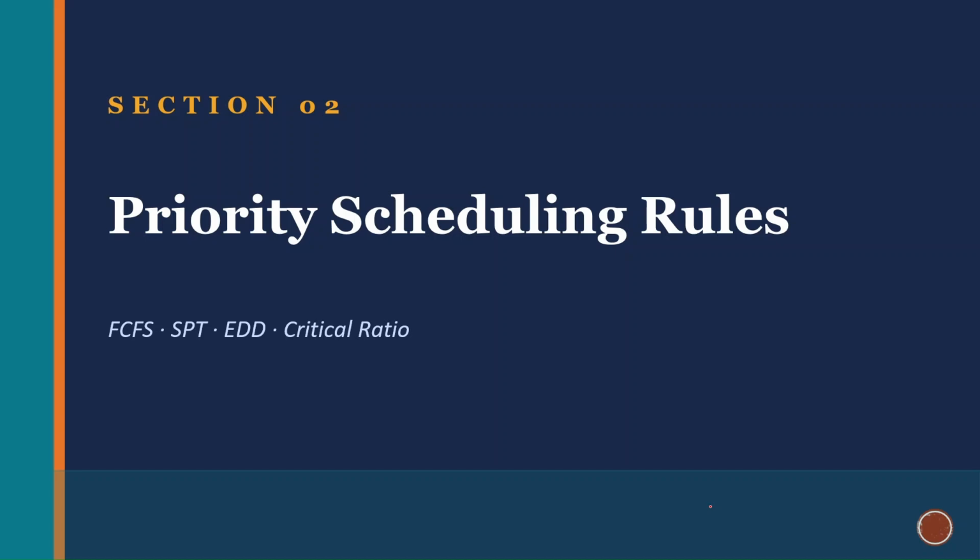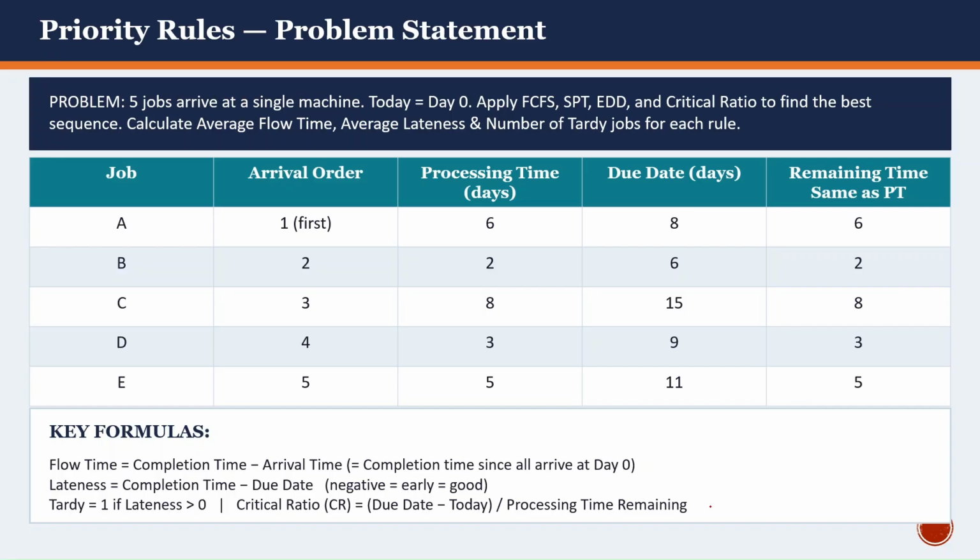For whatever we discussed so far with Johnson's algorithm, there were no priority rules. If there are no priority rules, we go ahead with Johnson's algorithm as discussed. Now we will look at the priority rules. So what are the priority rules?